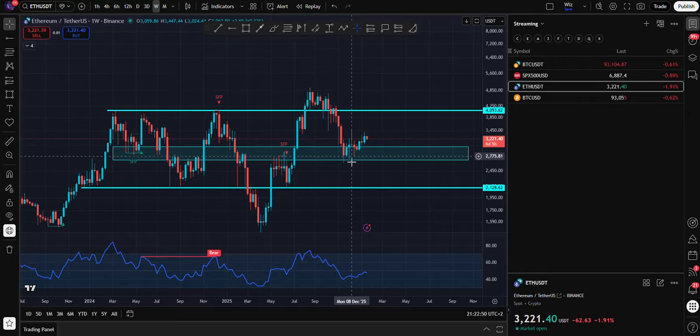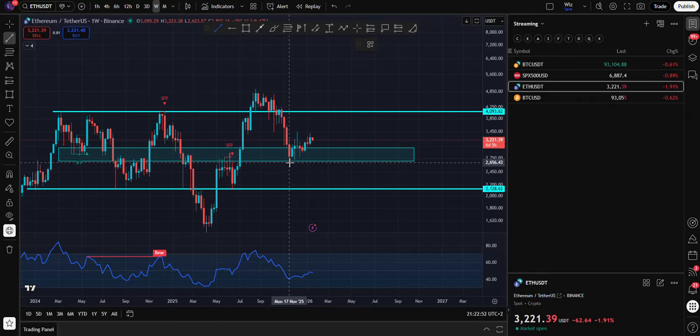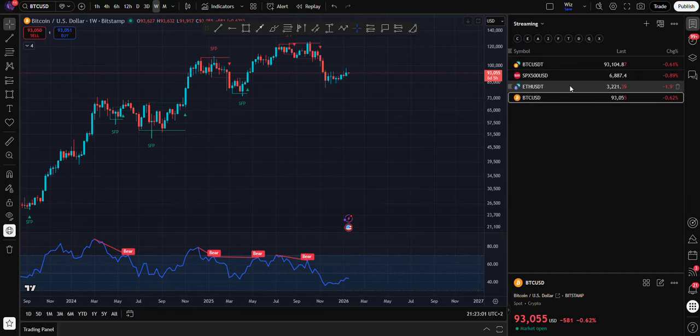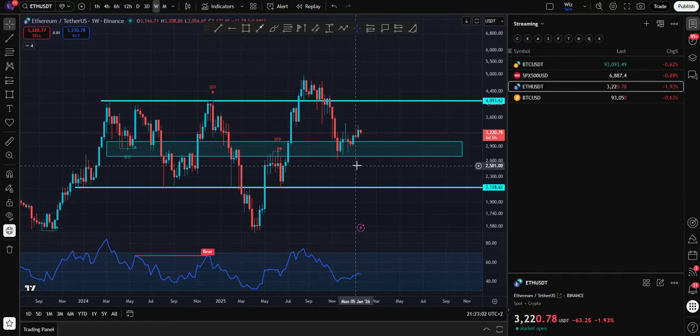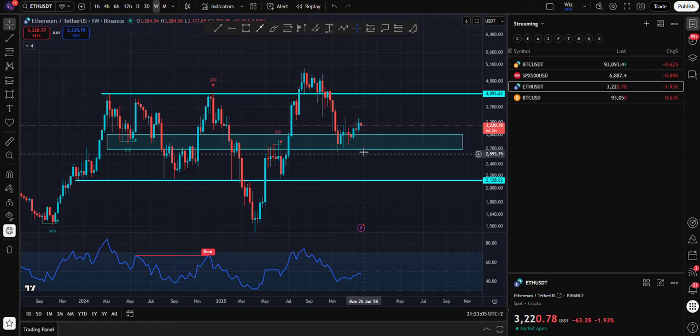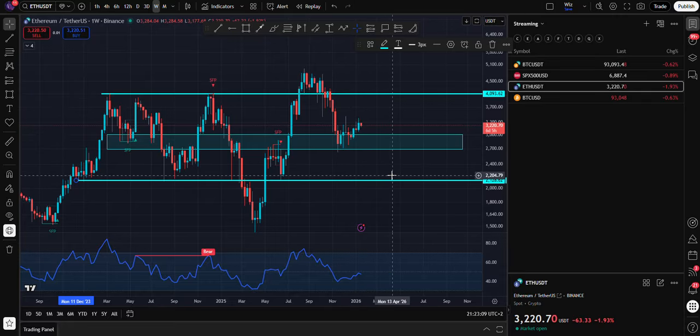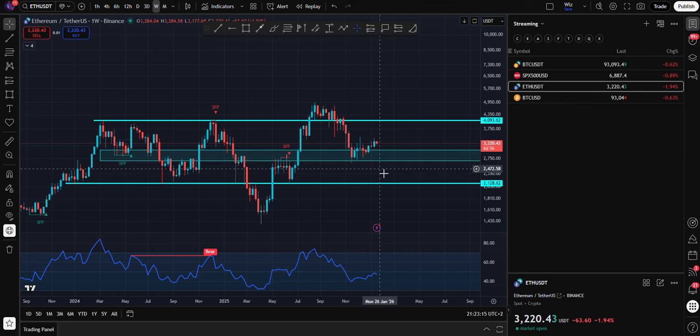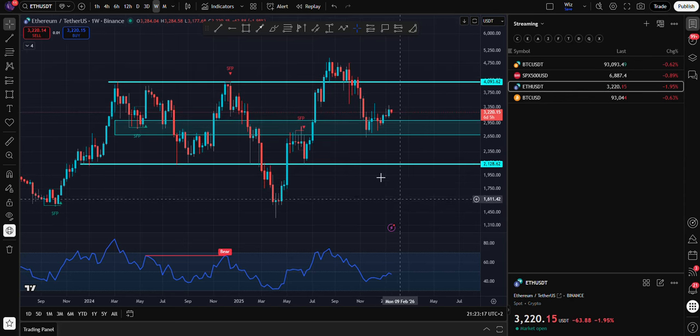Now it's acting as support, but again we still have unswept lows like Bitcoin. So if Bitcoin goes back to 80K, I'm expecting Ethereum to go much lower this time. Probably range lows around 2.2, 2.1K. And that's again where I'm planning to add to swing positions.